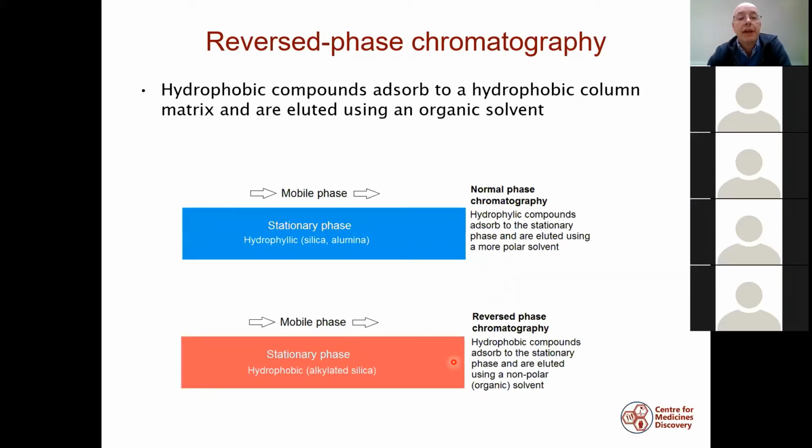It's called reverse phase because there are two different types of chromatography. You can have normal phase chromatography, where you have a stationary phase which is hydrophilic, or you can have a stationary phase which is hydrophobic. So reverse phase chromatography uses this hydrophobic stationary phase.